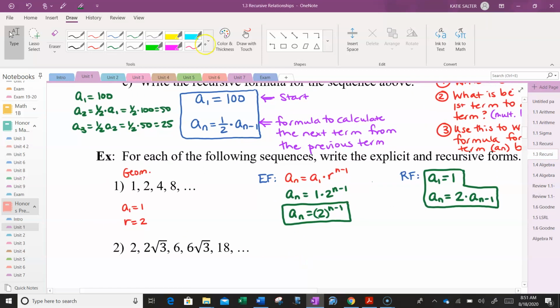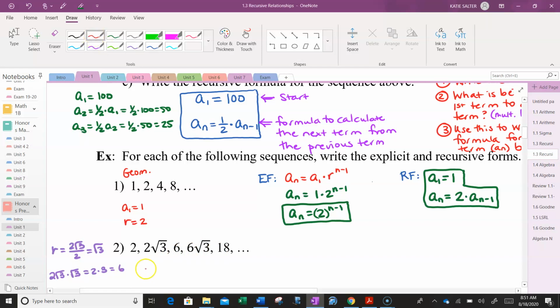So if I just come over to the side real quick, to get r, I took 2 square root of 3 and divided it by 2, and I get that r is the square root of 3. And then if you check that out, it works. 2 times the square root of 3 does give you 2 square root of 3. If you take 2 square root of 3 and multiply it by the square root of 3, that ultimately gives you 2 times 3, which is 6. And so the pattern does continue, and we can see that r is the square root of 3.